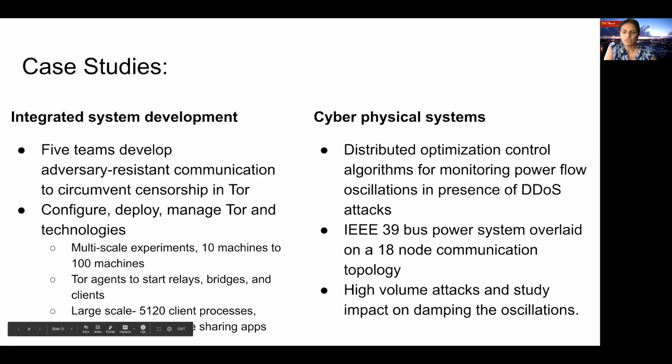And lastly, we also have supported cyber-physical system experimentation, where we are monitoring the impact of a denial of service attack on damping power flow oscillations. There is an IEEE 39 power bus, which is overlaid on an 18-node communication topology on DETER, and then a wide mix of background traffic as well as attack traffic to study the impact of the attack on the power flow oscillations.